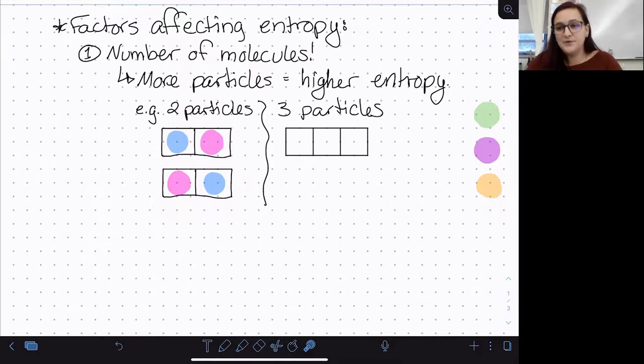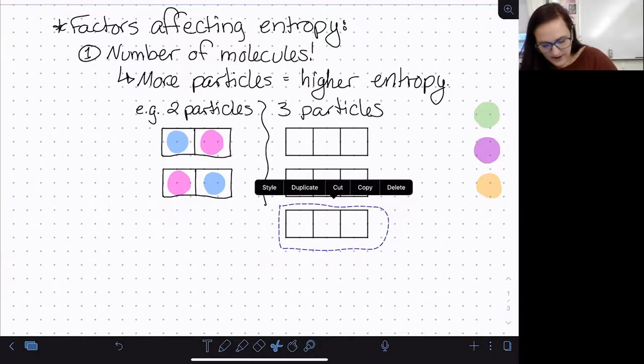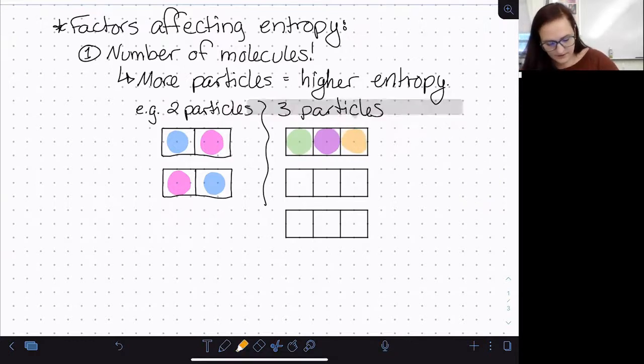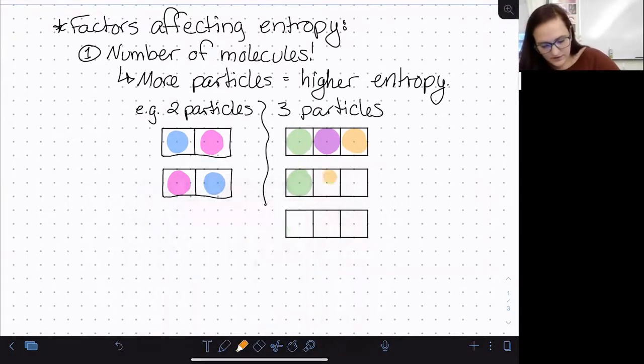So what about if we have a similar system with 3 particles. How many different ways can we arrange those? So if we think about this, if we decide that we want to have our green particle on the left, we can either put the purple particle next and then the orange particle, or with the green one still on the left, we could have put the orange one in next and then the purple. So just with the green on the left, we have 2 options.